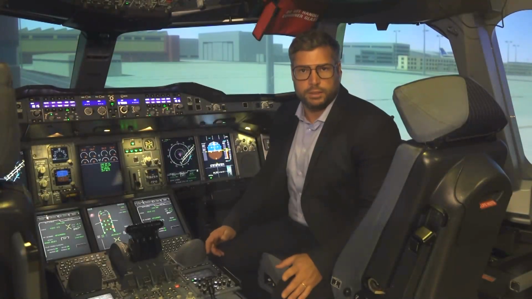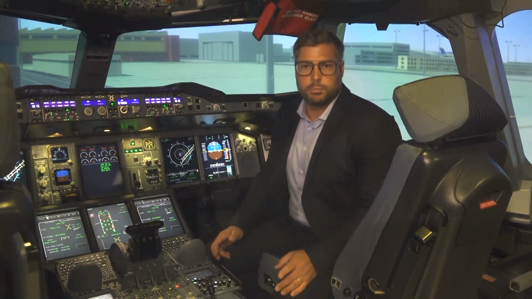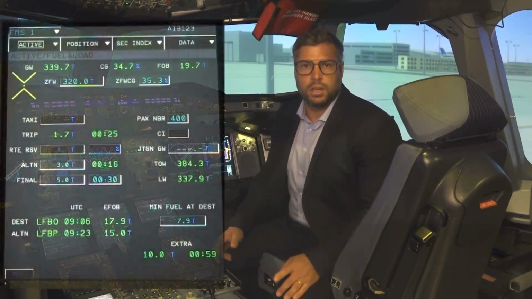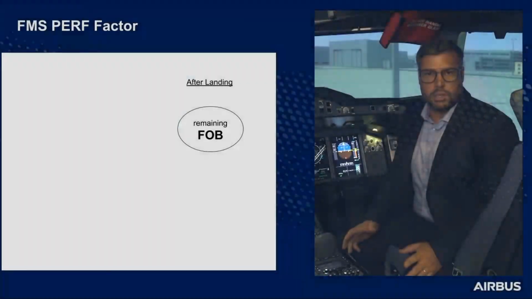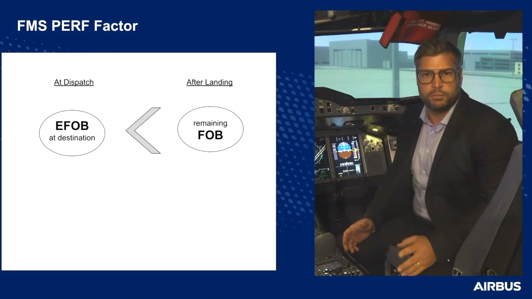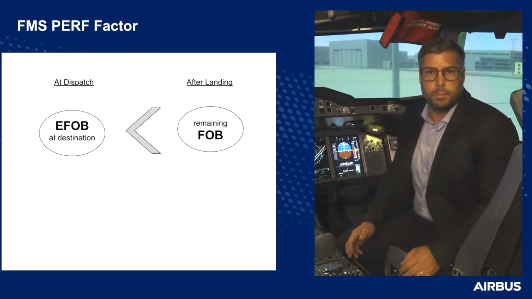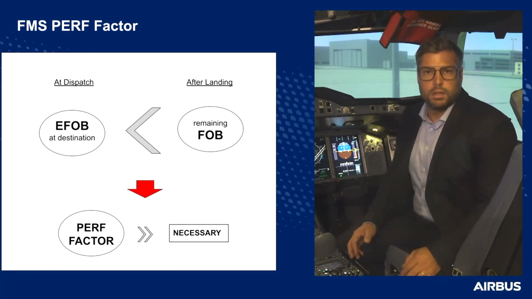Also, after the flight, you should be critical when analyzing the fuel consumption. For example, at dispatch, take note of the FMS estimated fuel on board at destination. After landing, if you observe that the remaining fuel on board is more than the estimated fuel on board you took note of, although you followed the FMS flight path all along the flight, this means that the PERF factor in the FMS is more than necessary. From an economic point of view, it means that you transported more fuel than necessary.